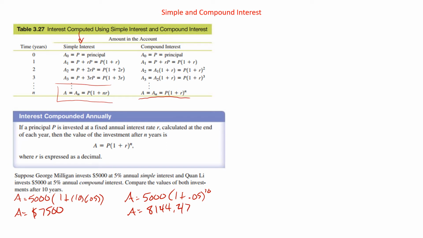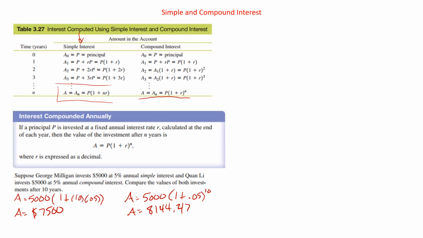144.47. So yes, as we can see, with compound interest, even over just that 10-year mark, Quan Li earns almost $650 more than George Milligan, because you keep adding more and more every year instead of adding the same amount every year. So that's what compound interest looks like.